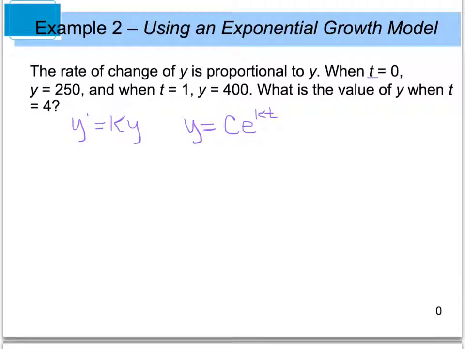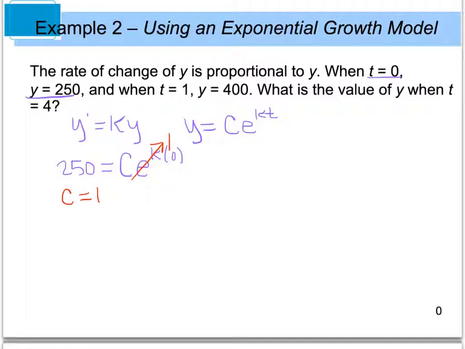And the first initial condition we're going to use is t equals 0 and y equals 250. So if I plug those into my y equals c e to the kt equation, I end up with 250 equals c times e to the k times 0. I still don't know what k is, but I know that t is equal to 0. Well, any number raised to a power of 0, because k times 0 is going to give me 0, I know that this whole thing is going to become 1. So I really have 250 equals c times 1, or c is equal to 250.